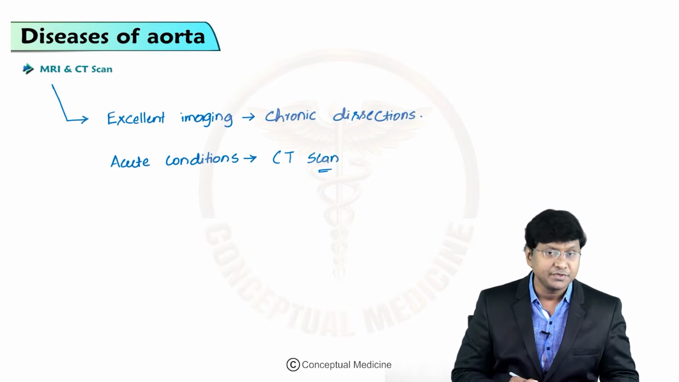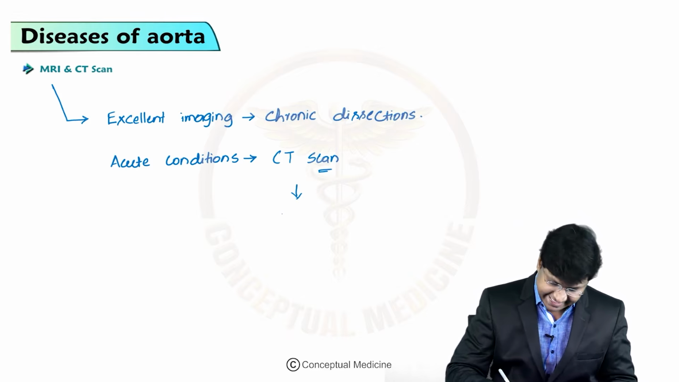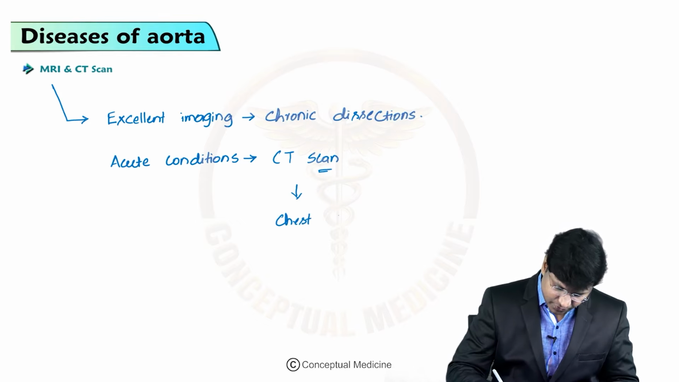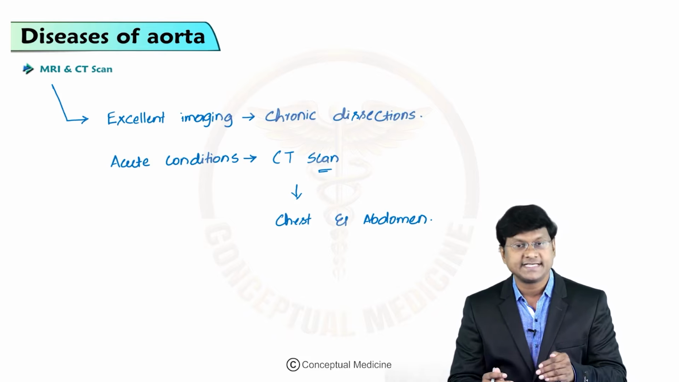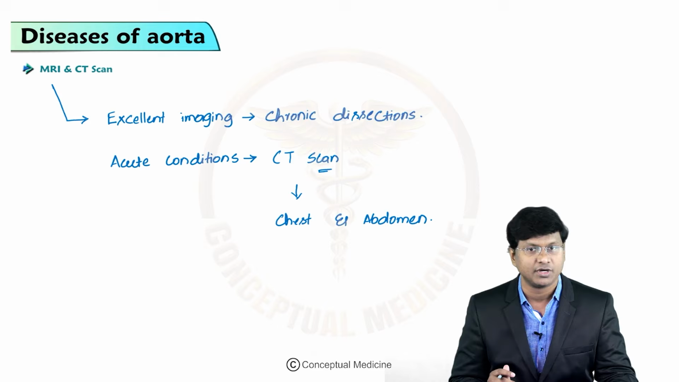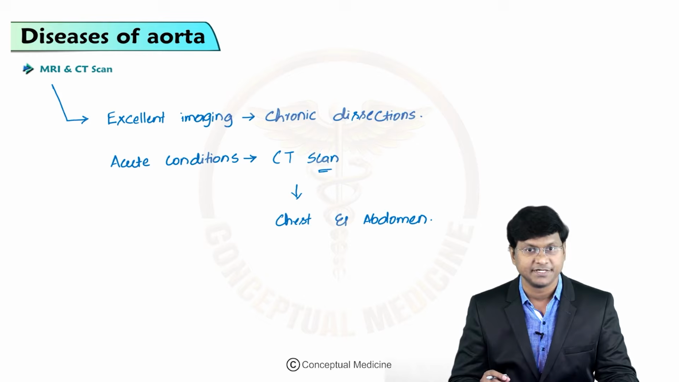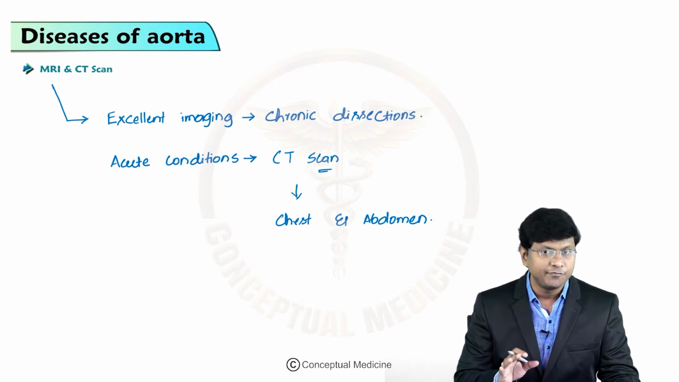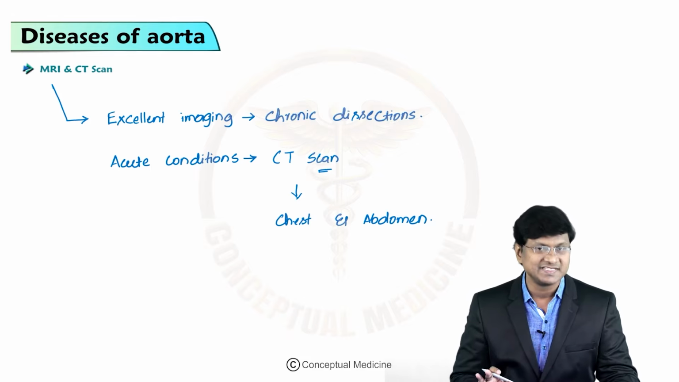Whenever you are taking the CT scan, it should include both the chest as well as the abdomen. Why do you have to take the CT scan of both? That is because the dissection can be at the level of the thoracic aorta, or at the level of the abdominal aorta. So the CT scan should include both the chest as well as abdomen, and that will fully delineate the extent of the dissected aorta. So that is about the imaging modalities, MRI as well as CT scan.